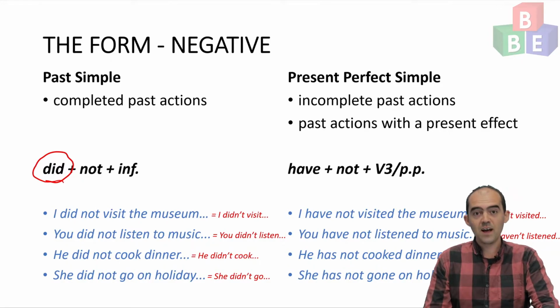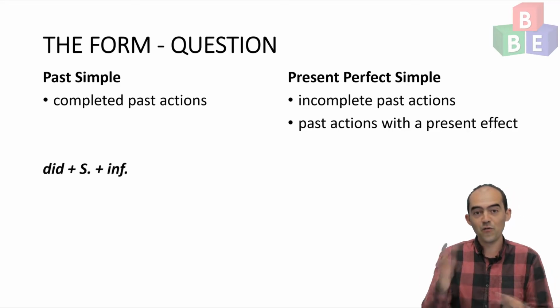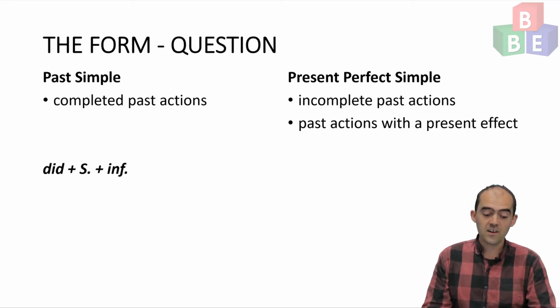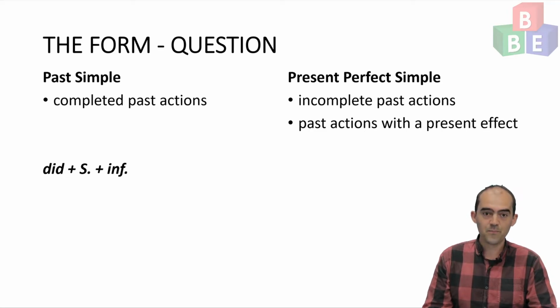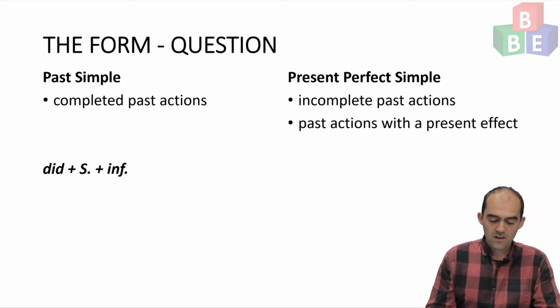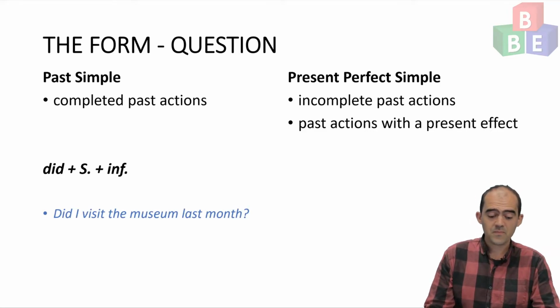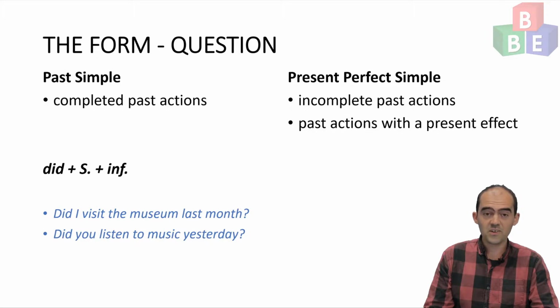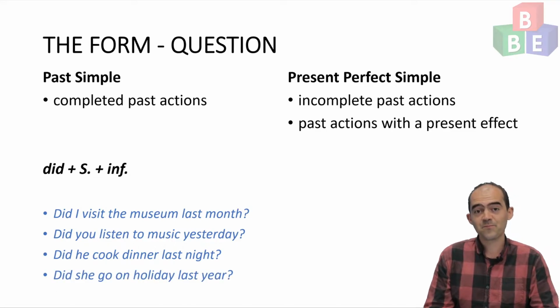Finally, we have the question form. And we form this by inverting or switching the auxiliary did and the subject in the past simple. So, did I visit the museum last month? Did you listen to music yesterday? Did he cook dinner last night? Did she go on holiday last year?